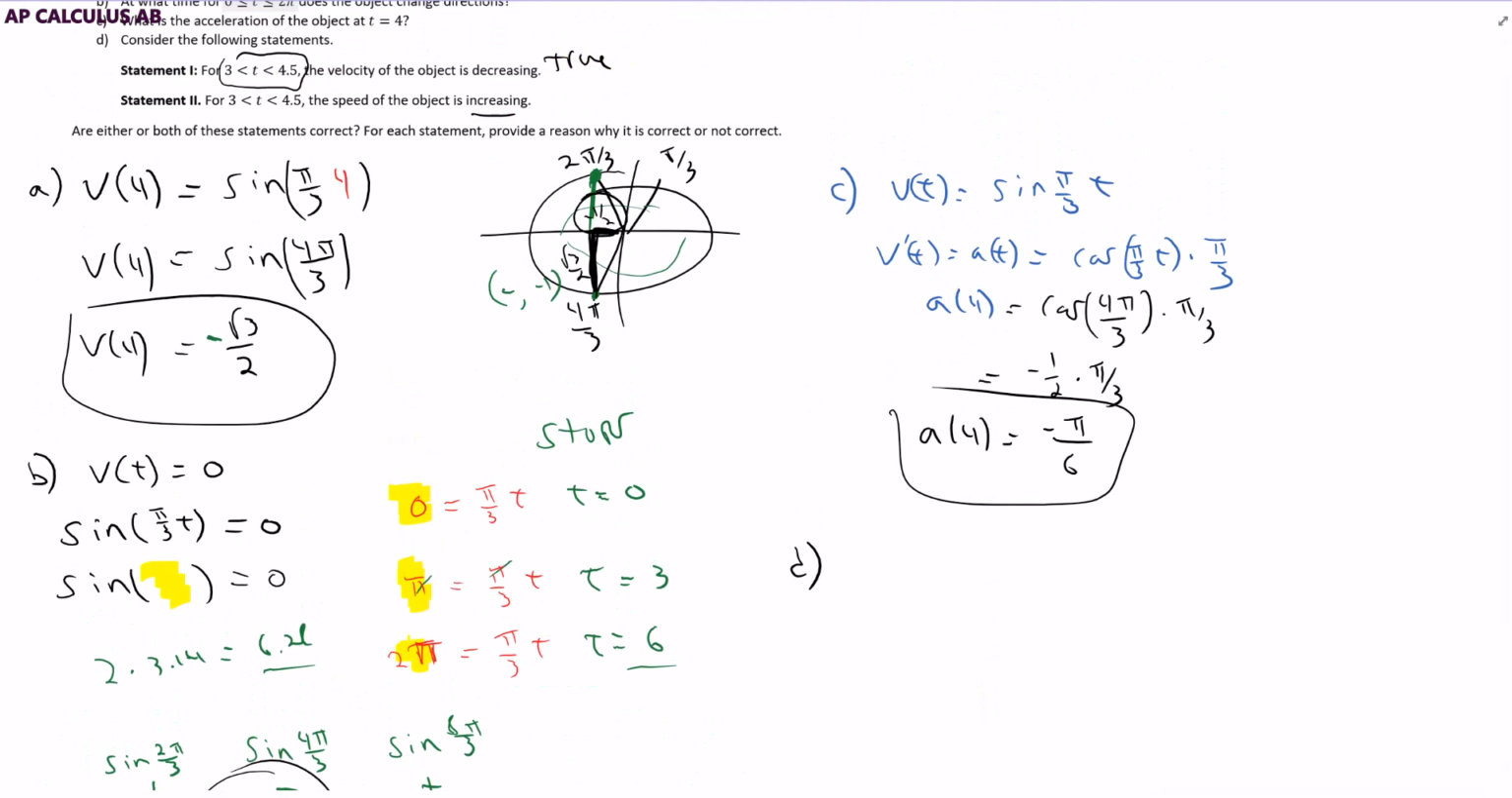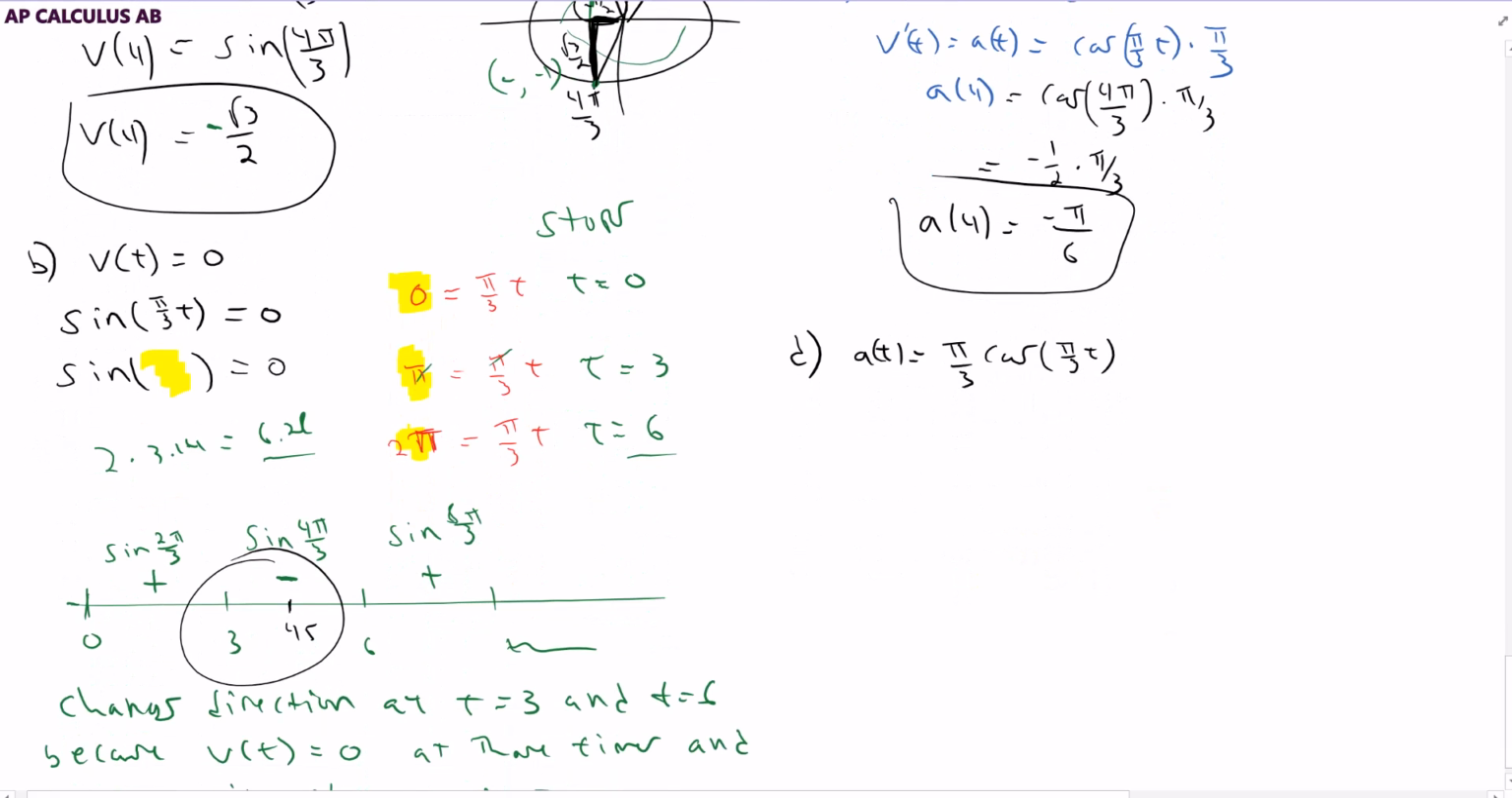In order for that to be true, I need to figure out what the acceleration is, right? So we already figured out this acceleration function, which is pi over 3 cosine of pi over 3t. I need to figure out, between 3 and 4.5, is the acceleration positive or negative? The easiest way to do this is to set it equal to 0 and figure out what the t values are where it's 0 and check around them, because 0 is the only time it can change signs. I solve this, I can divide both sides by pi over 3. It's just going to be 0.